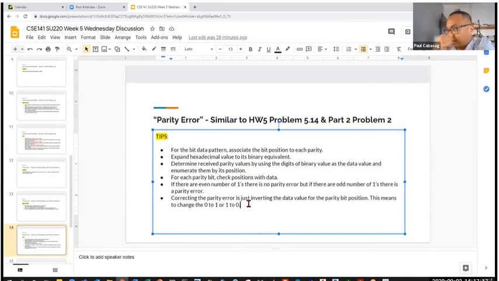You would correct this error by going to the parity value. For example, if it's like 6 or 8, then at the data value there is a 0, and you just change it to a 1. And if it's a 1, you change it to a 0. So that's how you correct that.